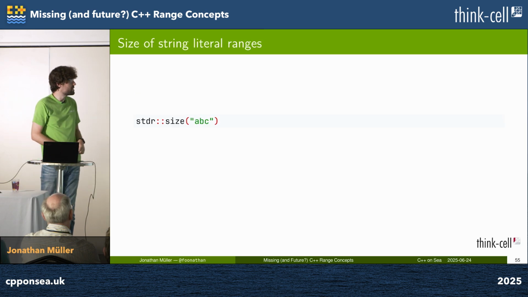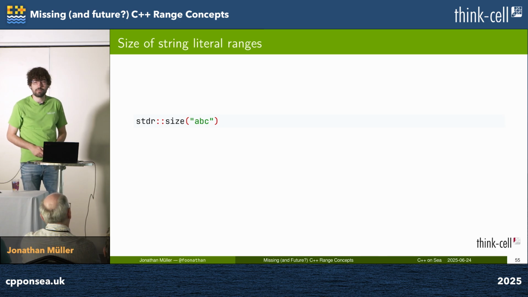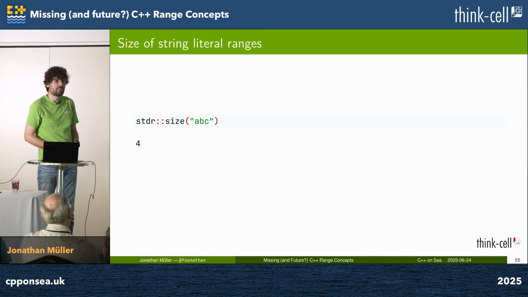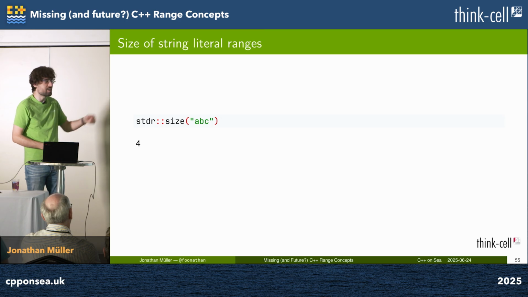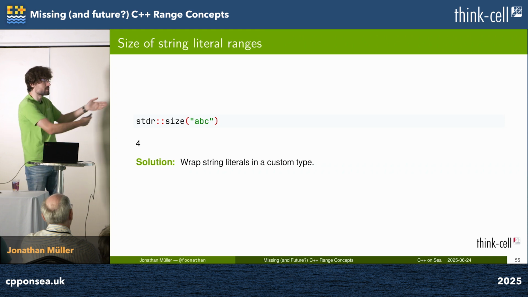The second problem is pretty straightforward with strings. What's this code? What's the size of ABC? It's 4, because ABC is an array of char, including a null terminator, and it's just an array and just produces 4. So we need a special type for string literals anyway, so we can use them with ranges code.